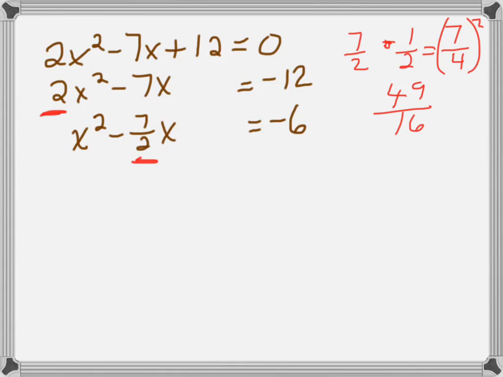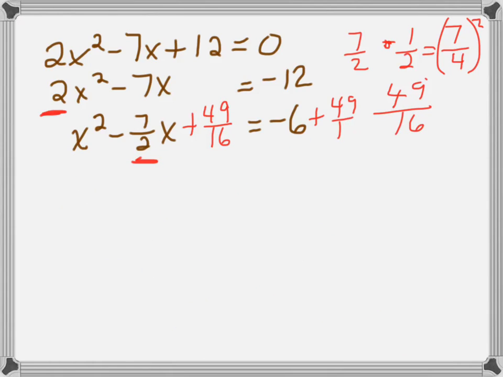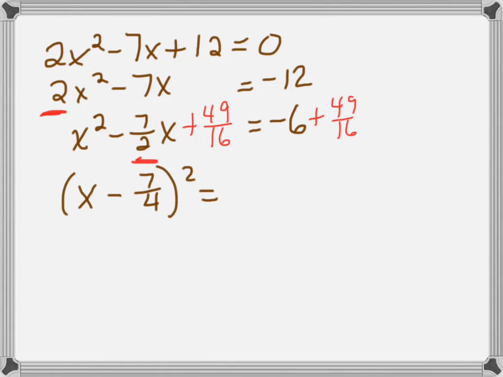We got this by squaring 7/4. We are then going to add 49 over 16 to both sides. So, looking at it from this standpoint, we have a perfect square on the left-hand side, which gives us x minus 7/4 squared. And then, of course, we have to get rid of that negative 6, and we're going to turn that negative 6 into negative 96 over 16, because that is negative 6. Leaving us negative 47 over 16.